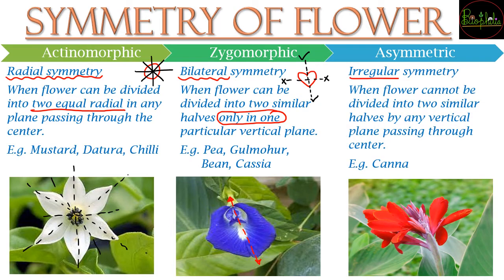So these are going to be irregularly symmetric and the flowers will not be able to divide into two similar halves. So आप उन्हें divide नहीं कर पाओगे जिससे आपको दो equal halves मिलेंगे in any sort of plane. So such an example can be canna. So you can see the photograph. It would be very difficult or even impossible for you to have the division to get two similar halves. So वैसे flowers को आप categorize करोगे under asymmetric flowers.